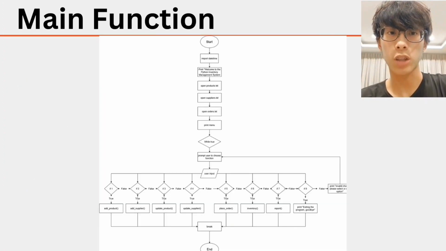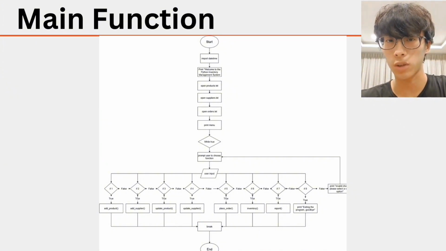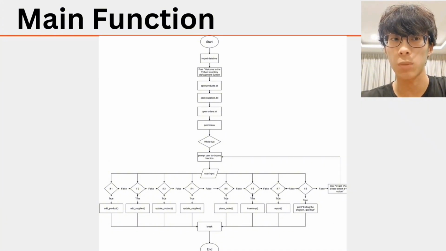So here you can see the flowchart for our main function. As you can see, the program will prompt the user to select an option for inventory management by inputting a number from 1 to 8. These numbers correspond to one function the program can do. The program then uses an if-else method to decide what function to run. If the user chooses an option that is not listed, the program prompts the user to select a valid option.